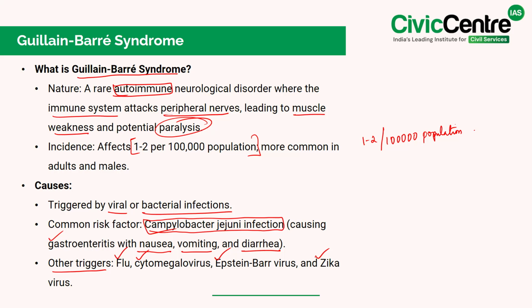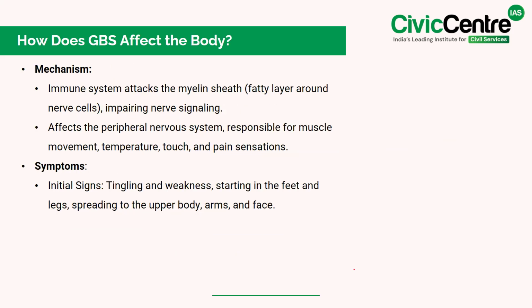And further, when it comes to how GBS affects the body, the disorder primarily targets the myelin sheath, which is the protective fatty layer around the nerve cells. As a result, nerve signaling becomes impaired, leading to disruptions in muscle control and sensory functions. In its early stages, GBS typically begins with tingling and weakness in the feet and legs, which gradually spreads to the upper body, arms, and also to the face.